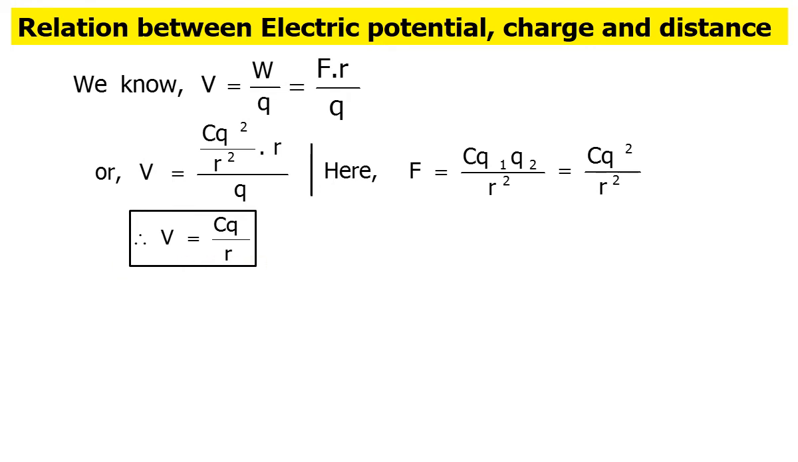In that formula, V depends on two quantities, which are Q and R. See here, k is the constant, and charge is proportional to the potential, and R is inversely proportional to the potential.